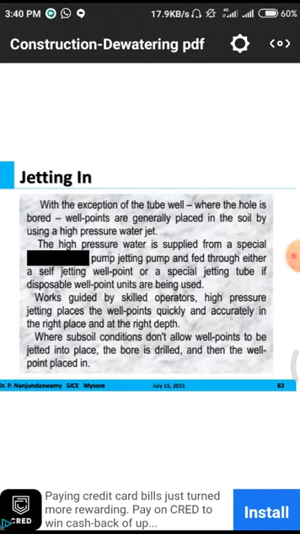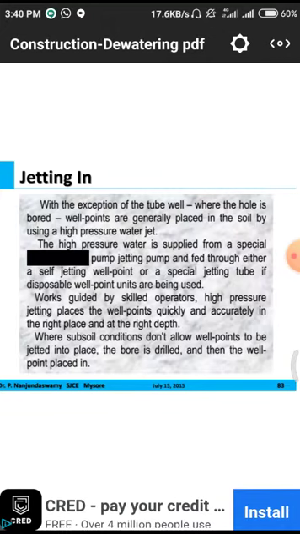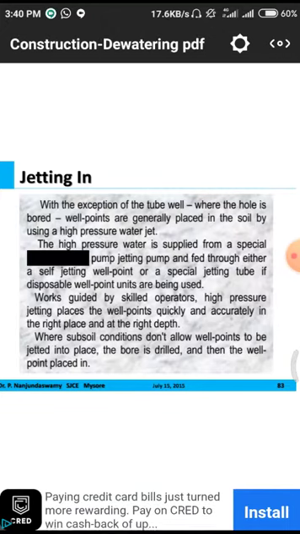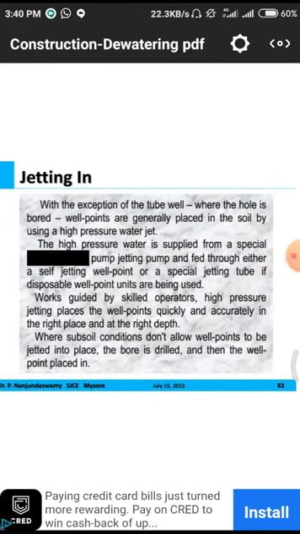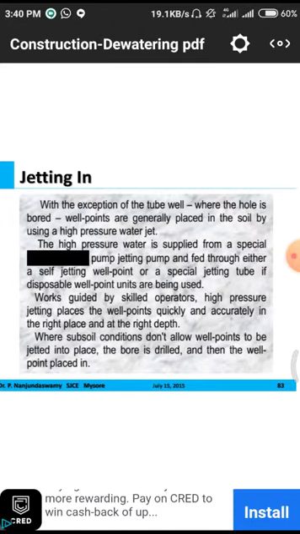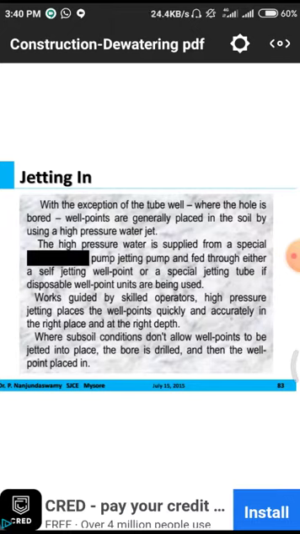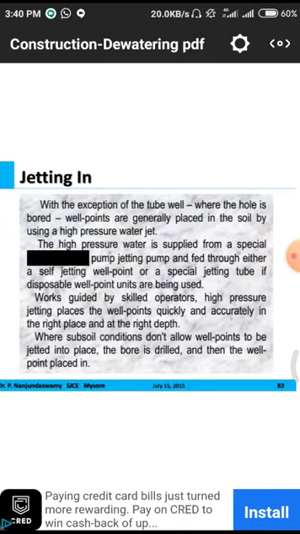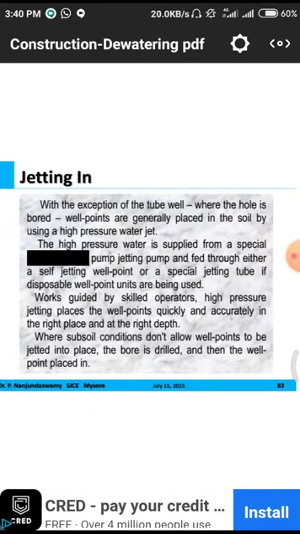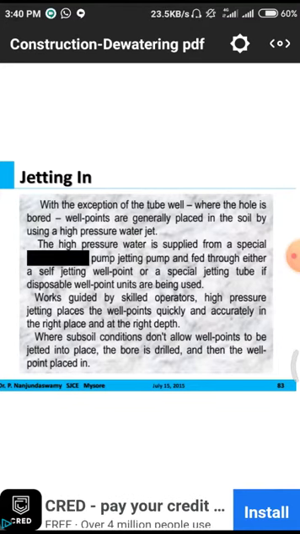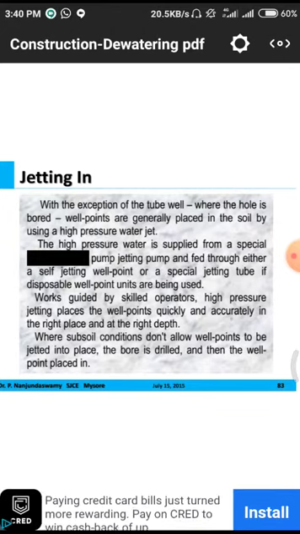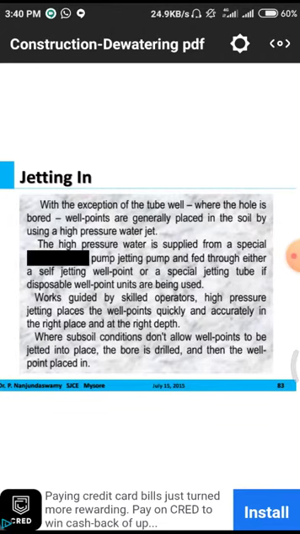All the process will be done within the proper time. Otherwise, there may be some time lapse and the water will not be treated efficiently. Works are guided by skilled operators; high pressure jetting places well points quickly and accurately at the right places and the right depths. That means to do all of those procedures, we need to have some skilled labor, having all types of skills for the removal of the water in a given space by using all those motors and riser pumps.